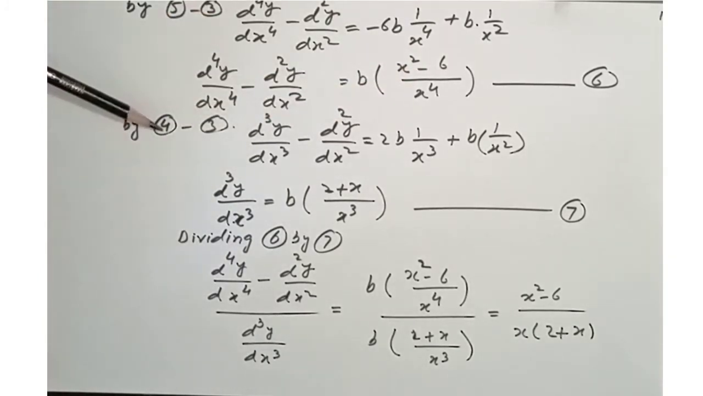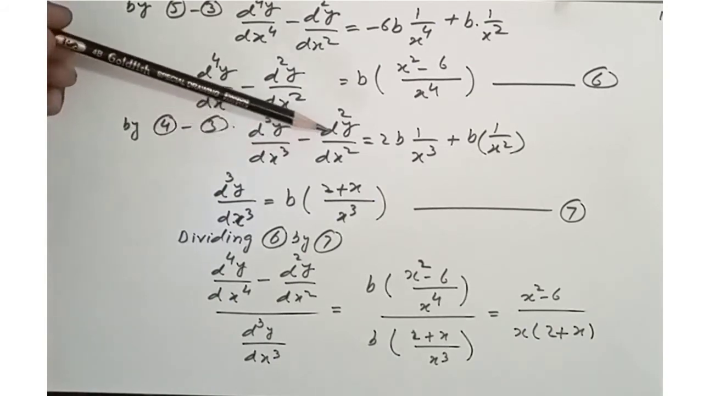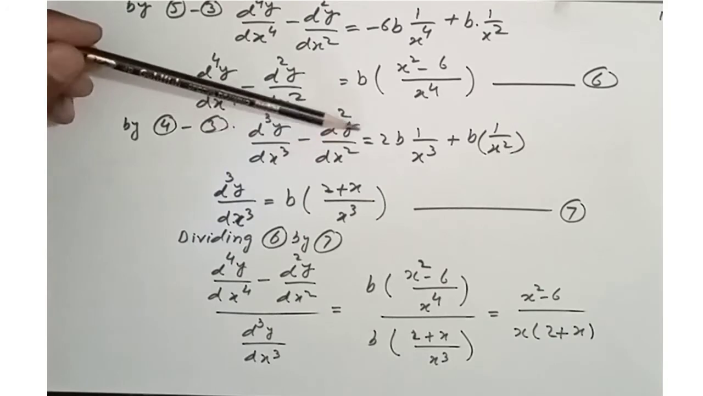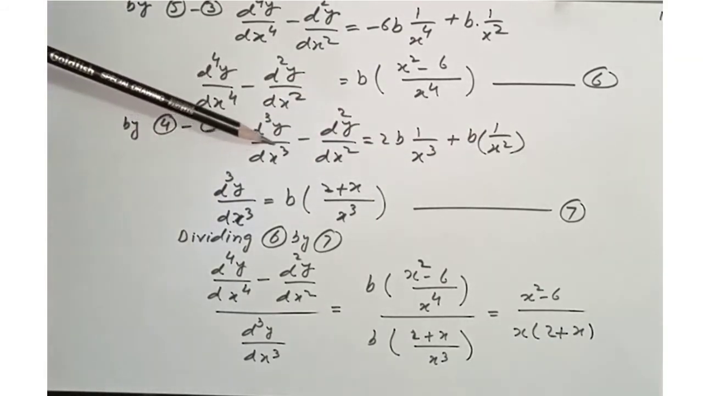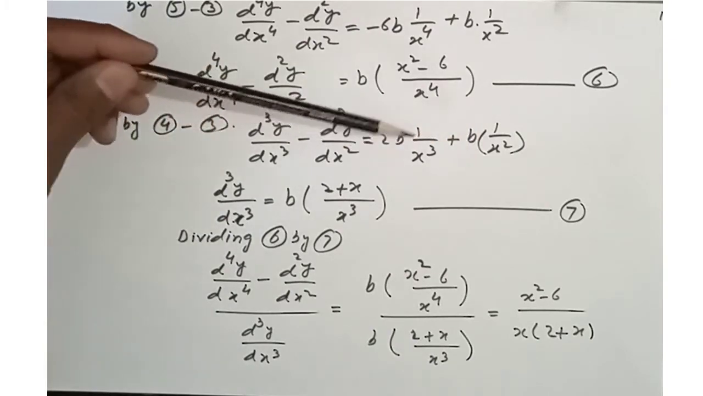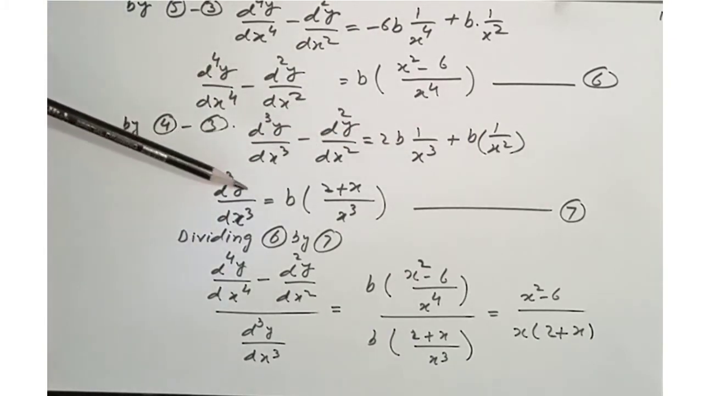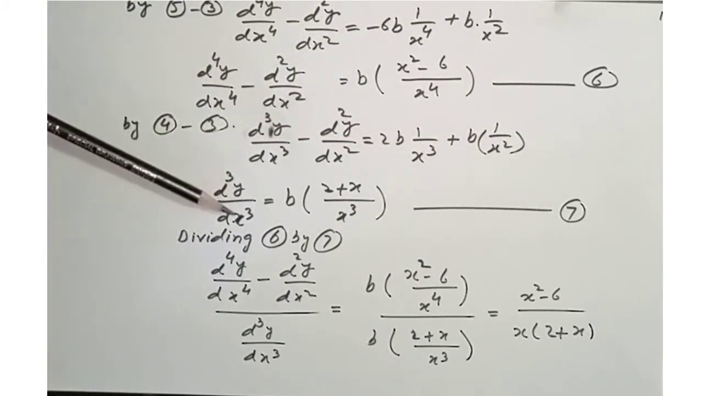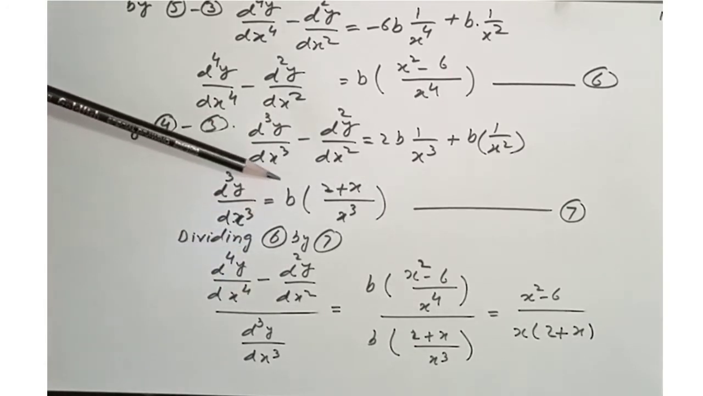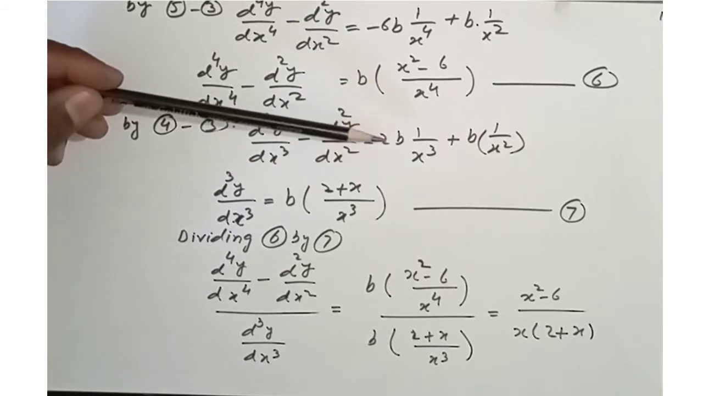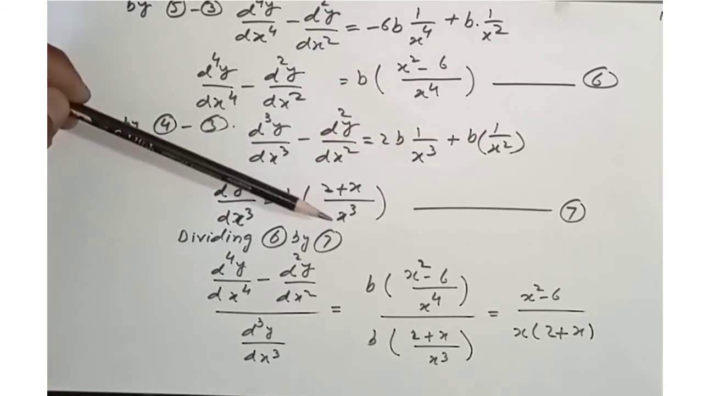Now subtracting equation 3 from 4, we have d³y/dx³ - d²y/dx² = 2b/x³ + b/x². Now we take b common from this step, this becomes d³y/dx³ = b(2 + x)/x³.